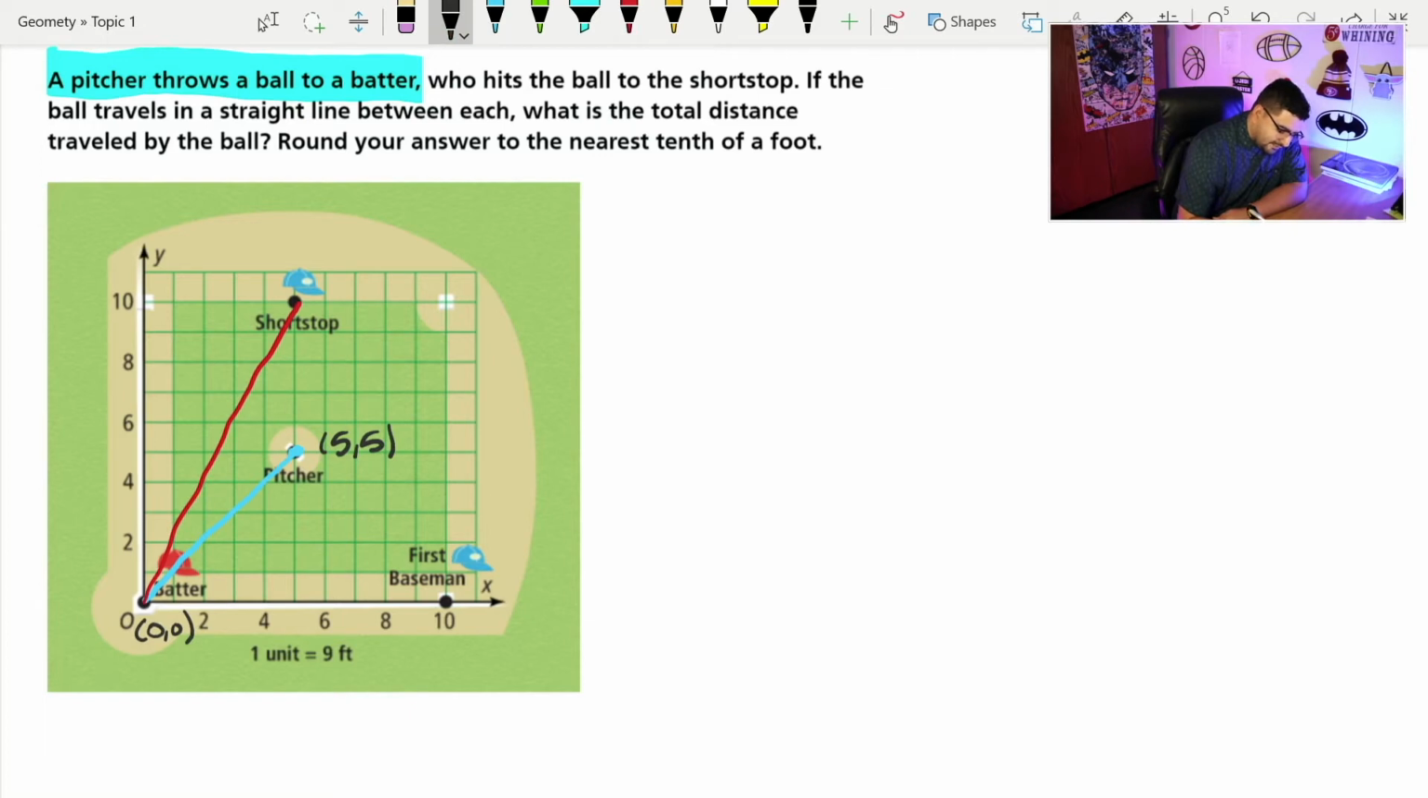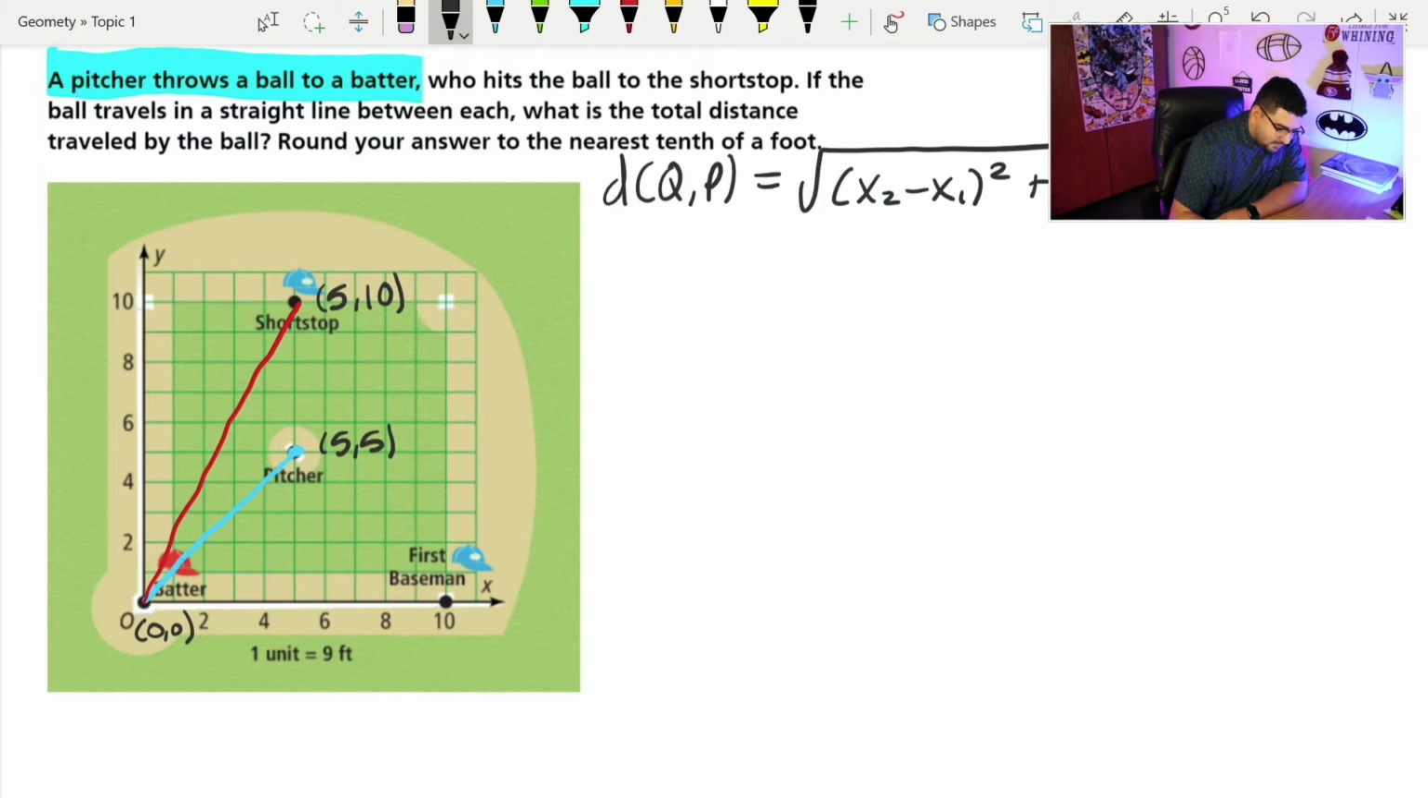So the shortstop is standing at the point 5, 10. Okay. So now let's go ahead. Once more, I'm going to rewrite the distance formula. We were looking for the distance between 2 points, Q and P. It's going to equal the square root of x2 minus x1 squared plus y2 minus y1 squared.